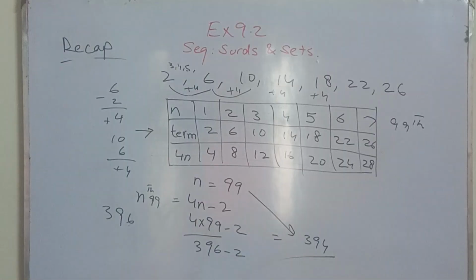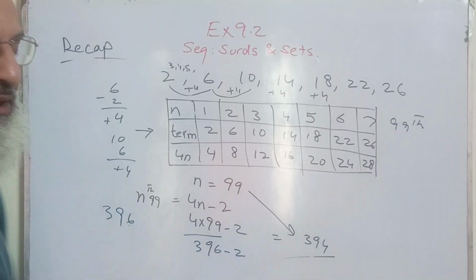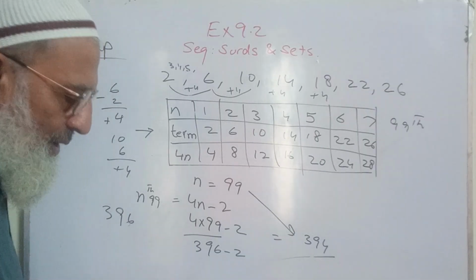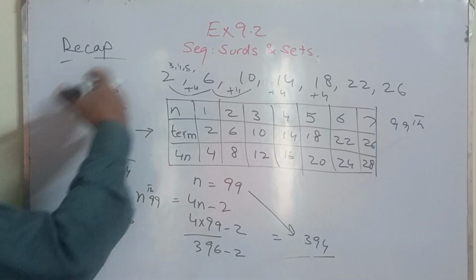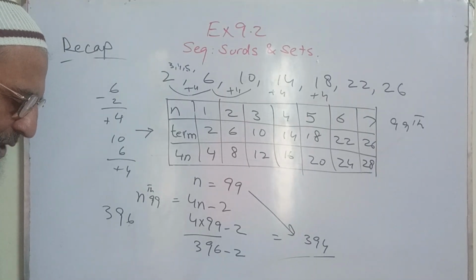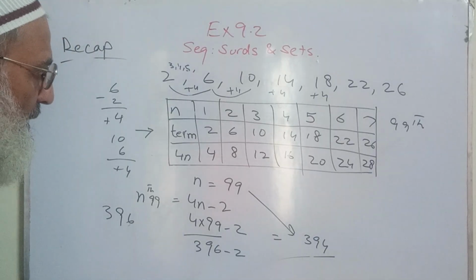394. You can just check it if you have time. Okay, our 99th term is 394. It's very simple. There are different ways of formulating this. I've also told you about the quadratic and the multiplication. So let's start, and we'll be able to do some questions.